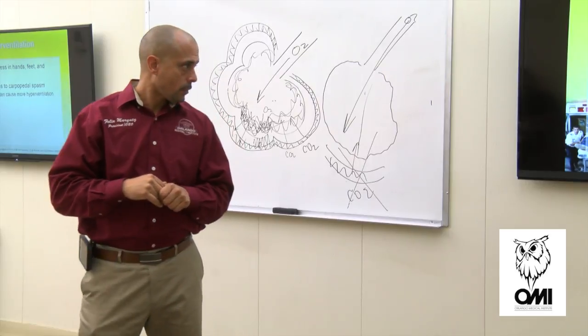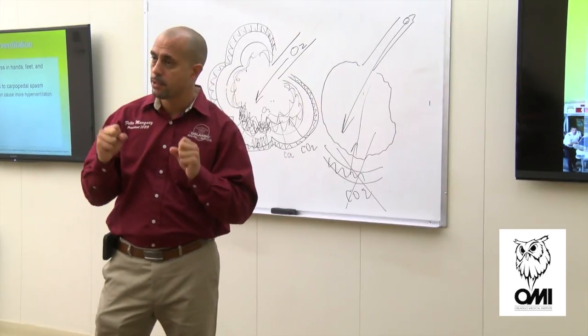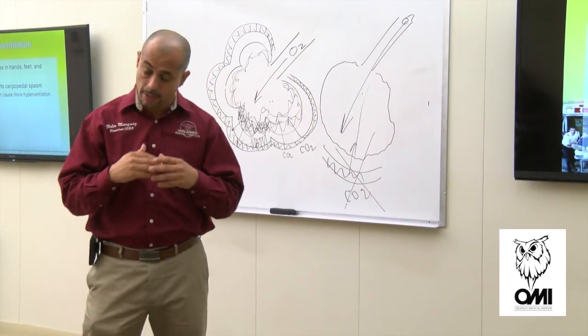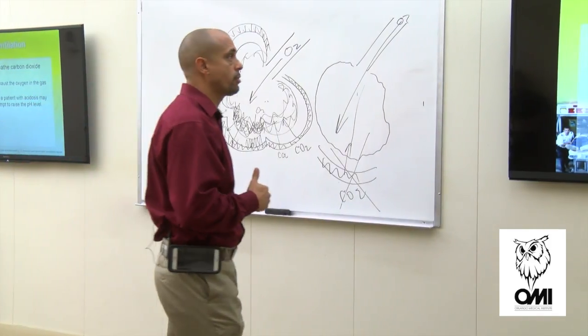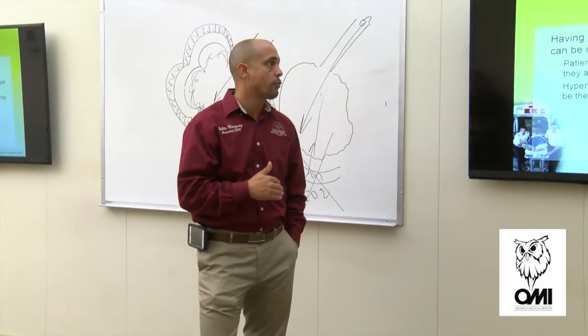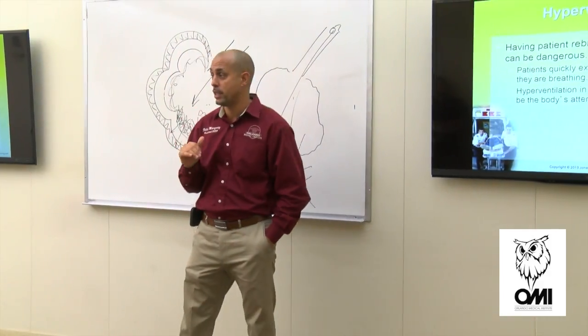So you're going to have those carpopedal spasms. As I mentioned, your hands will be like this, and that's just letting you know once again that you're breathing faster than normal. You're getting rid of more CO2 than need be. So having patients rebreathe carbon dioxide can be dangerous.